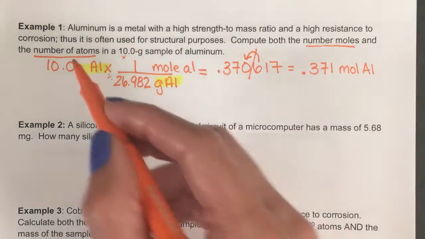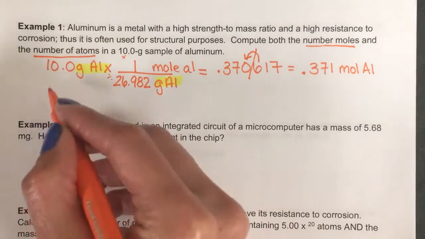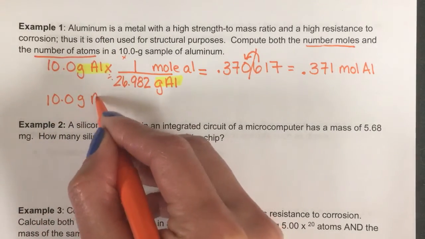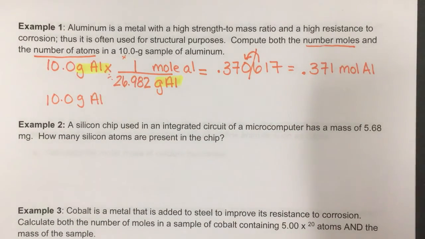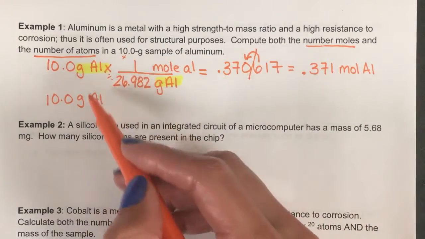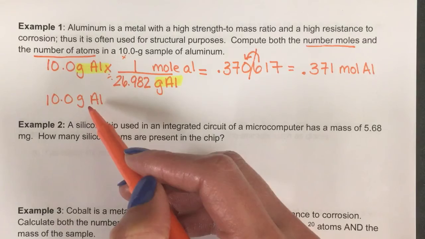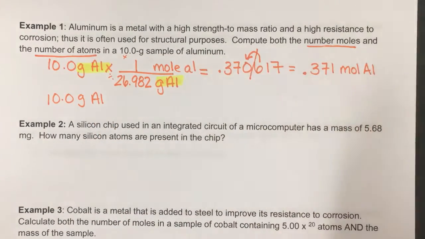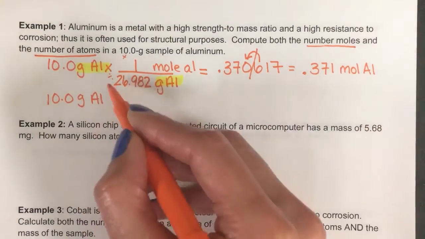I also need to calculate atoms. So I've got 10 grams of aluminum. Now I can either start with the same number that I was given, or I can start with the moles and change moles to atoms. The truth is, moles to atoms is a little bit simpler, but I'm going to show you this way just so you can kind of see what happens.